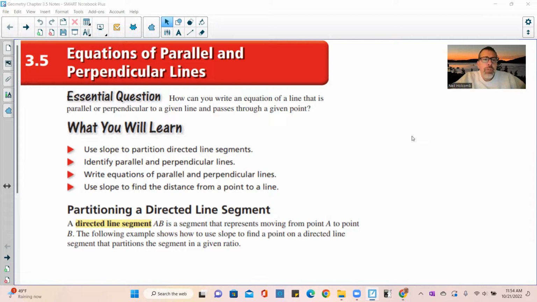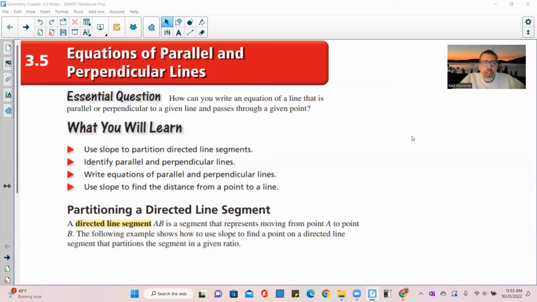What you will learn is how to use slope to partition directed line segments, identify parallel and perpendicular lines, write equations of parallel and perpendicular lines, and use the slope to find the distance from a point to a line.